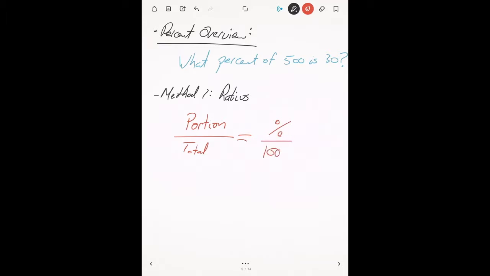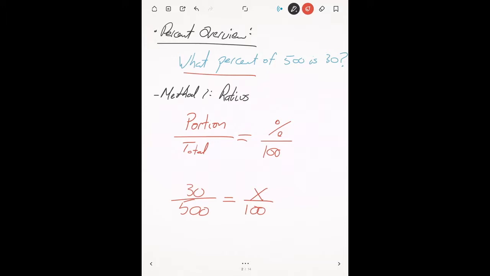So you could set up this proportion and ask yourself, okay, what is my total amount? What is the full quantity I have? And that's 500. So that's my denominator here. What's the portion that I'm taking? Well, I'm taking 30 of the 500. So that's the portion. Now you're always going to have 100 here. And then for percentage, what do I put there? Well, that's what I'm trying to find. I'm trying to figure out what the percentage is. So since that's my unknown, I put x there.